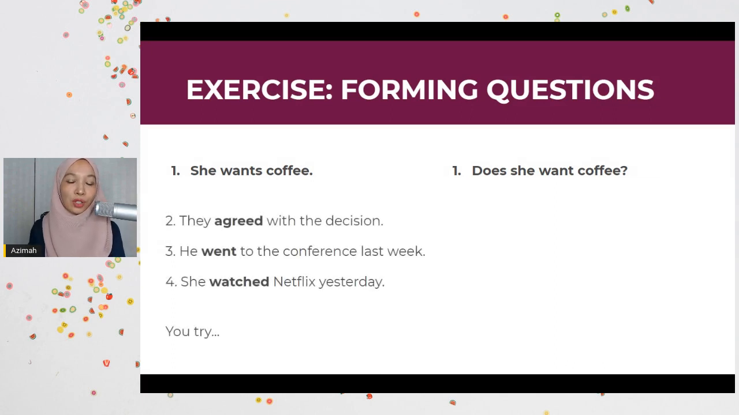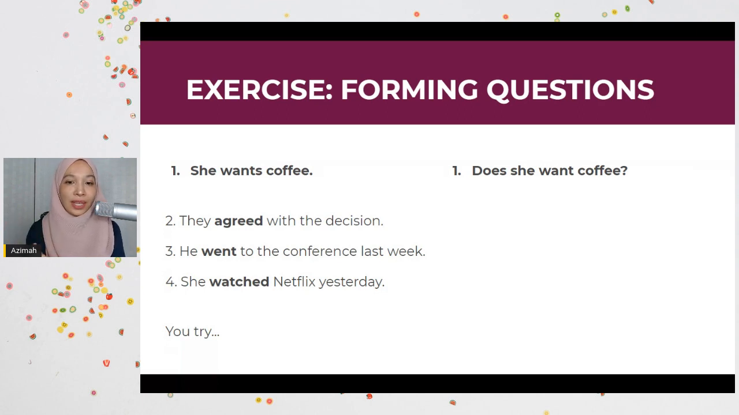Can you do number 2, 3, and 4? So number 2, it's they agreed with the decision. Can you form a question with that? Change it into a question form. They agreed with the decision. So start off. Is it do, did, does? What tense is it?